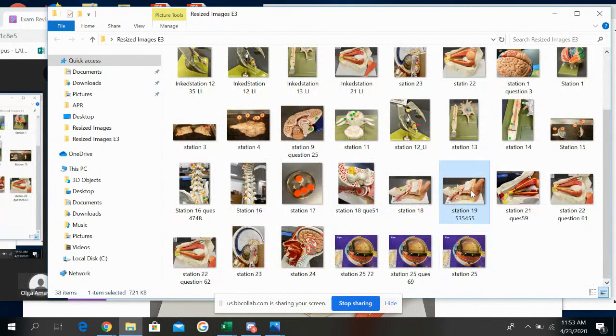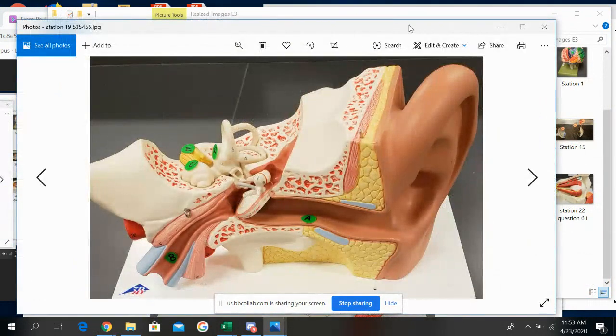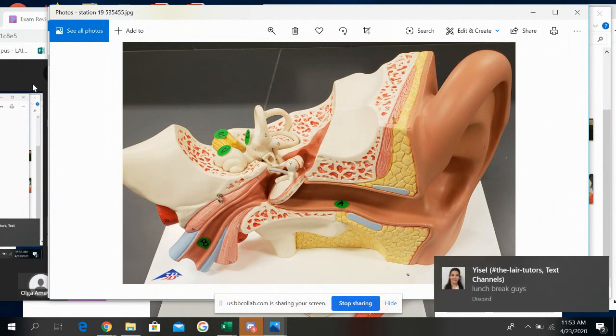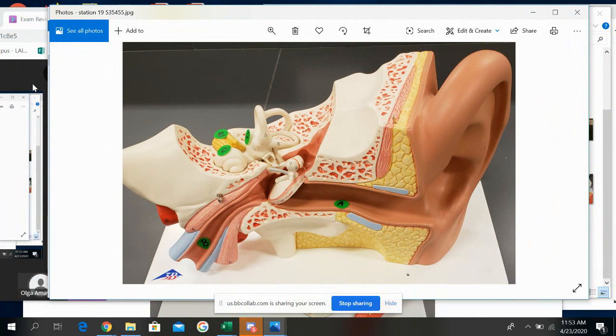So next is your ear. So very quickly, what are the three tiny bones in your ear from outer to inner? So starting with the one that's connected to your tympanic membrane. What is that called? So again, what are the names of your auditory ossicles, starting from the one that's connected to your tympanic membrane to the inside? I'll help you out. It starts with an M.